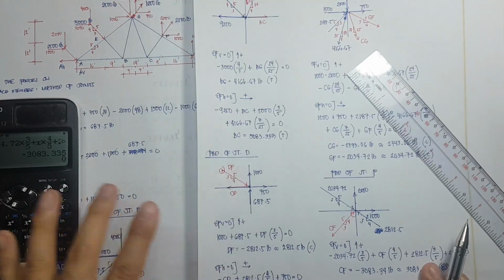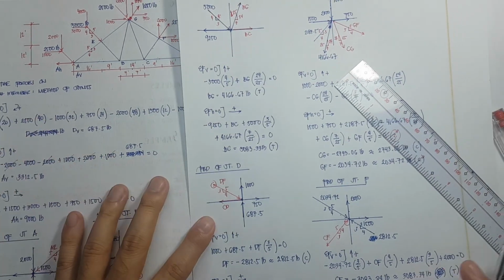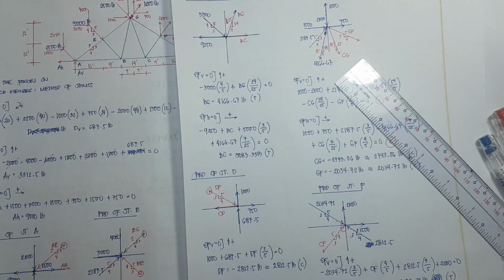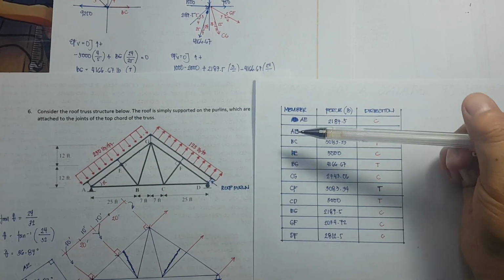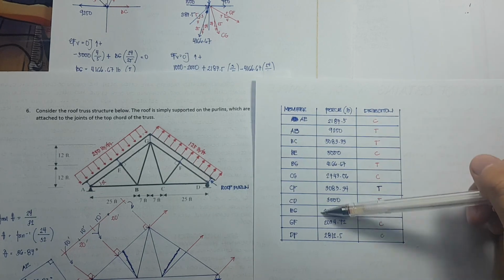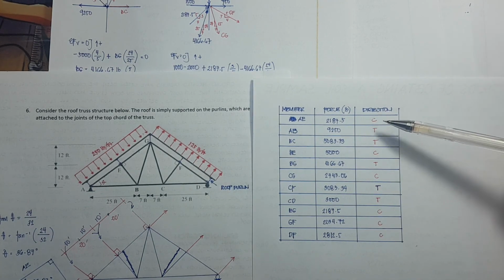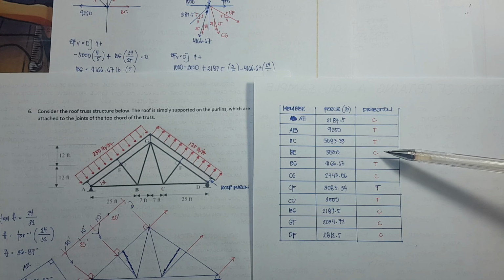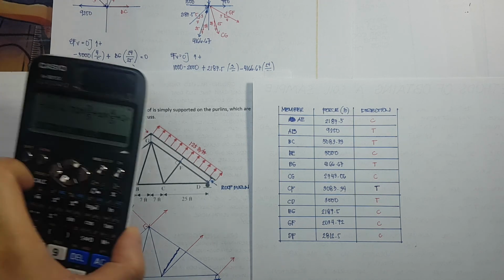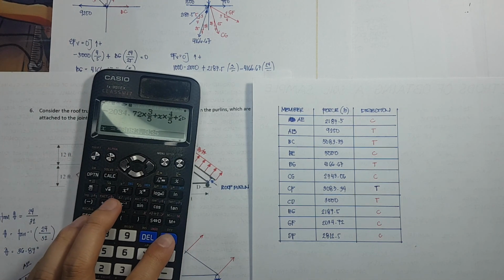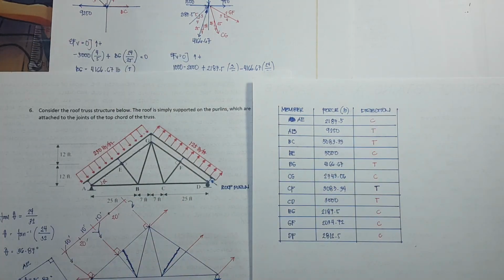So we were able to solve for all the forces. So what we're going to do next is to summarize. So summarizing, we have here the members, the forces, and the direction. Compression, tension, tension, compression, and so on. Okay, so just double check it. We might have an incorrect value due to wrong input in the calculator, but the process is correct. Okay.